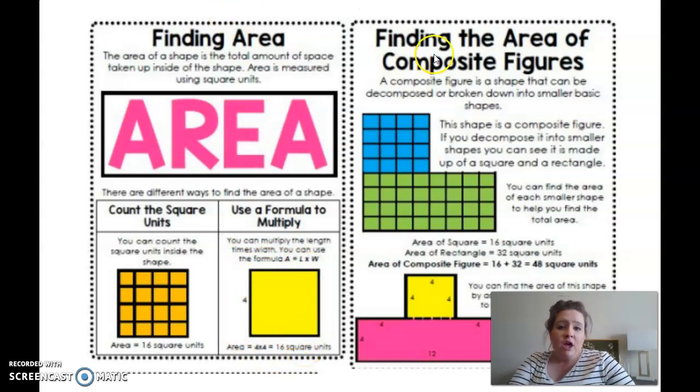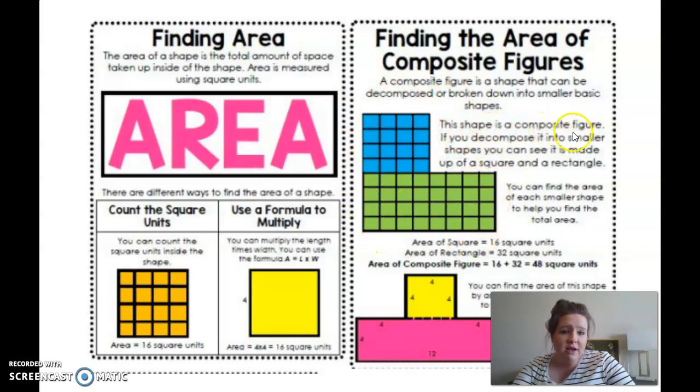Okay. Tomorrow, we're going to be finding the area of composite figures. A composite figure is a shape that can be decomposed or broken down into smaller basic shapes. So here you have this shape that looks like an L. And you can see that the blue is one part of the shape and the green is the other part. Okay, so they broke it down into a square and a rectangle.